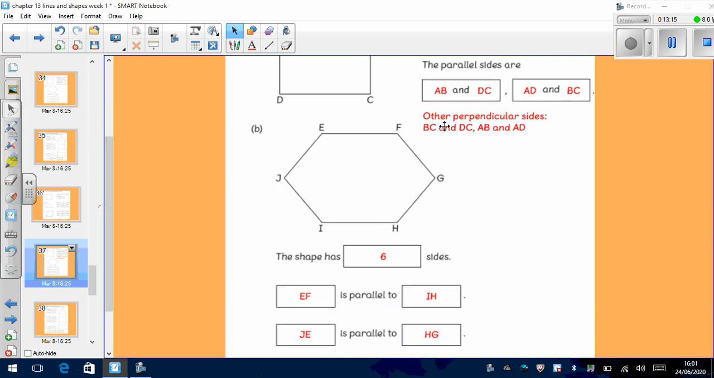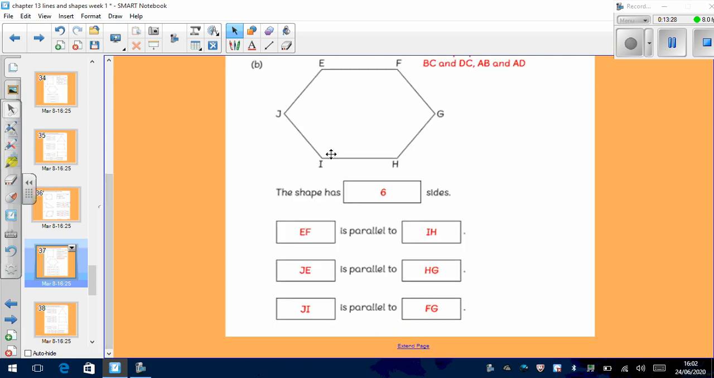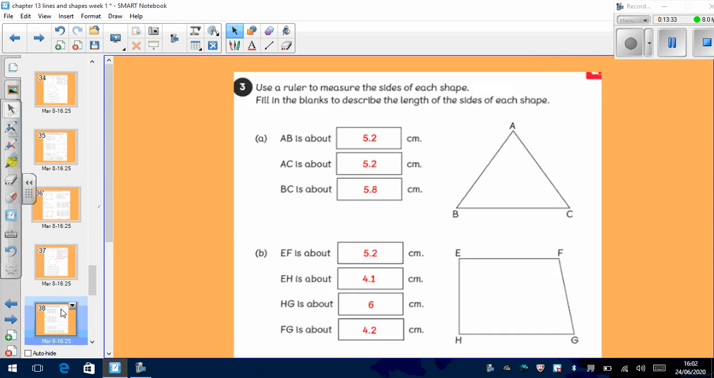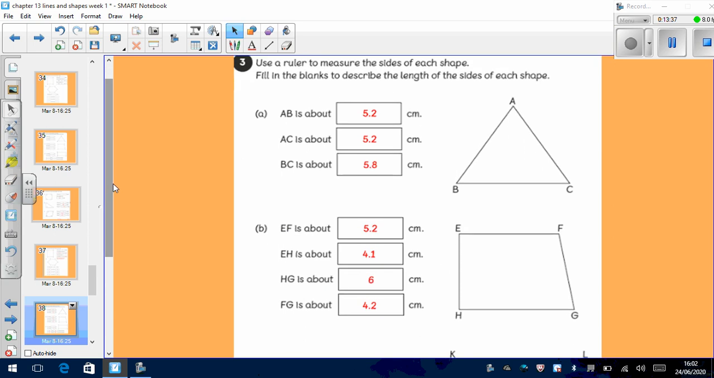This shape has 6 sides. EF is parallel to IH, JE is parallel to HG, and I'm assuming JI is parallel to FG. Okay, question 3, there's not much point in me going through. You might need to just check with a parent or an adult whether your measurements were accurate with your ruler, or whether you were way off and maybe you need a little bit more practice.